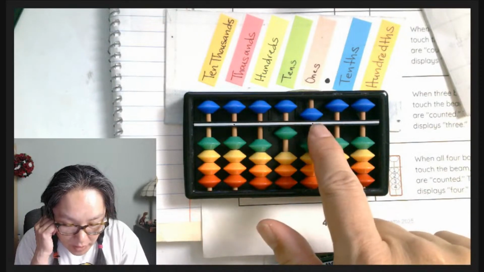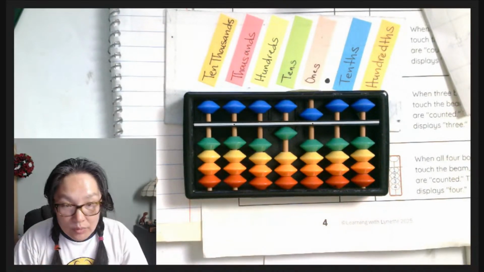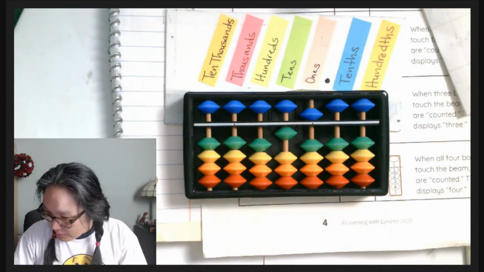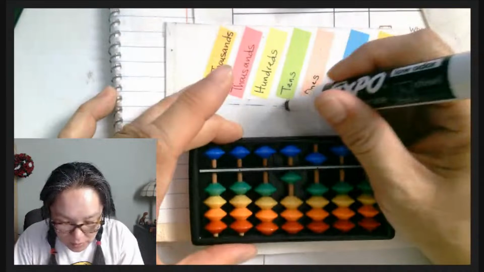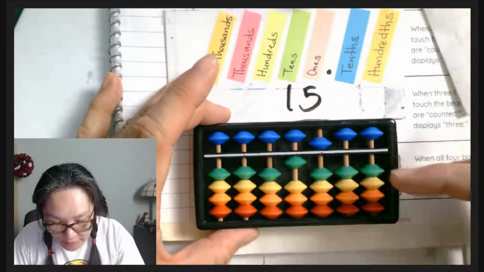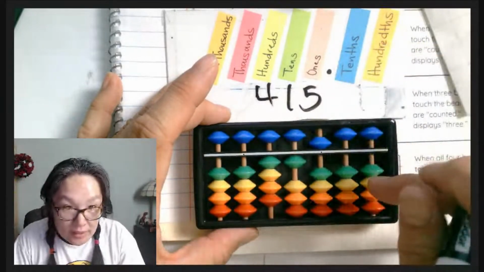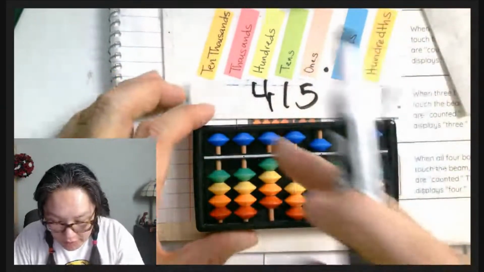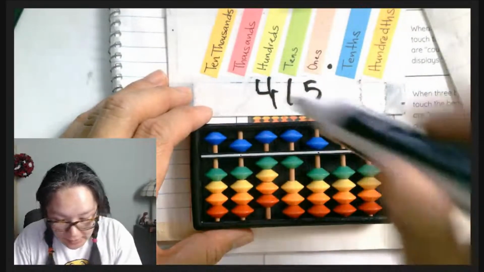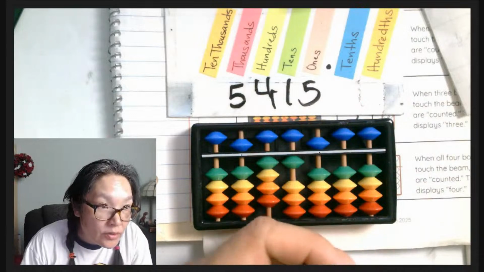Notice we have our ones, our tens, our hundreds, our thousands, our 10,000s. The abacus mimics the way we write. So this is 15, a 1 and a 5. Then this one would be 415. And after 415, this could be 5,415.